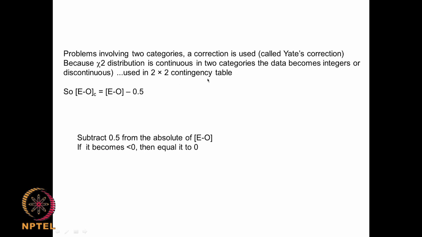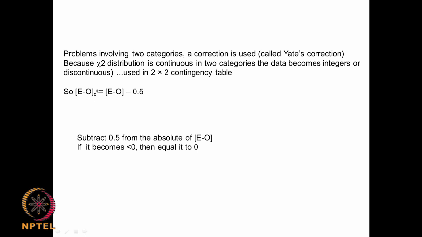In such situations, it is suggested that we do something called the Yates correction, because the chi-square distribution is continuous, whereas when we have only 2 by 2, it is almost like an integer. It is almost like a binary: male, female, success, failure, no, yes, sort of thing.